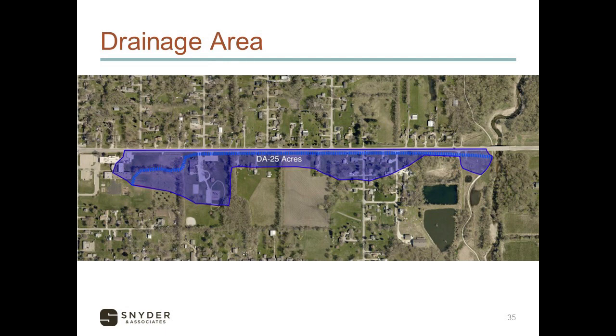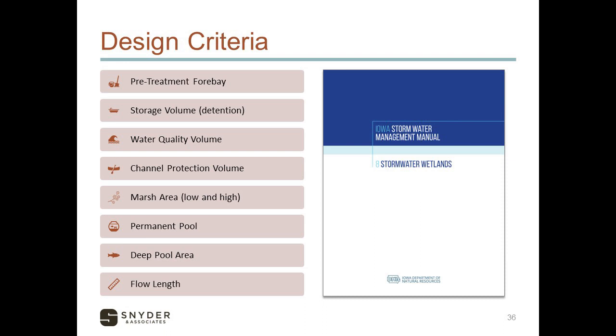There was some impervious area, but it wasn't heavily developed. It certainly wasn't a commercial area. When we were looking at the site, the design criteria that we were using was focused primarily on what's in the Iowa Stormwater Management Manual for stormwater wetlands.